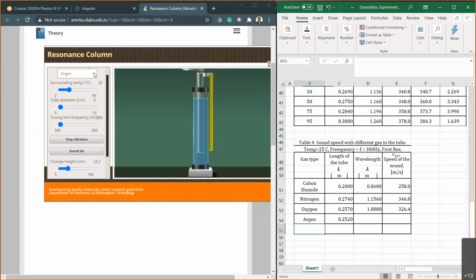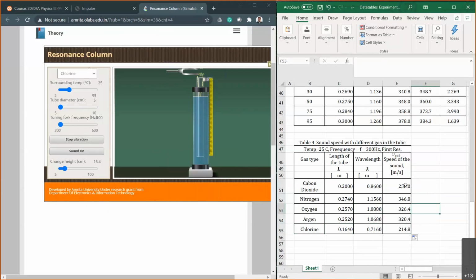And the last one is chlorine. Sound on. 16.4. Chlorine, 0.164, and then these two calculations you can do easily by just clicking and dragging that green dot.